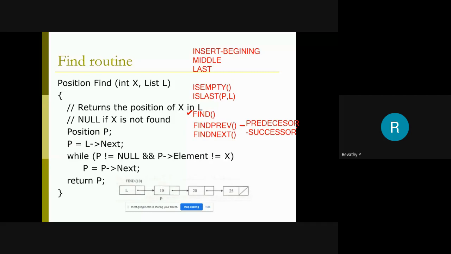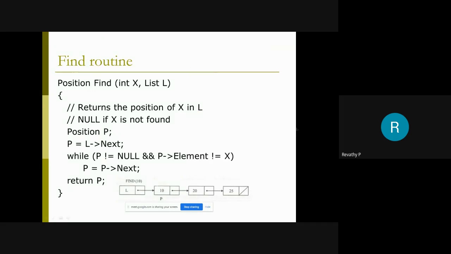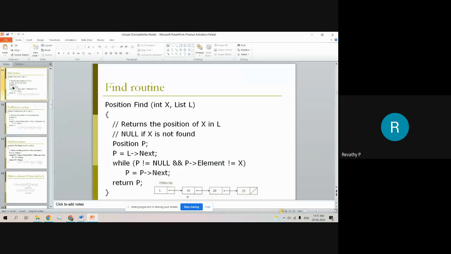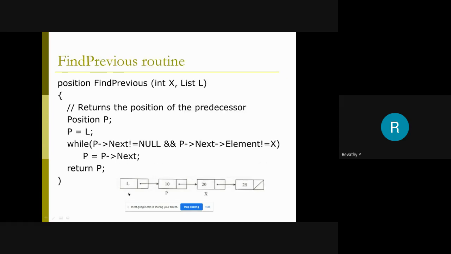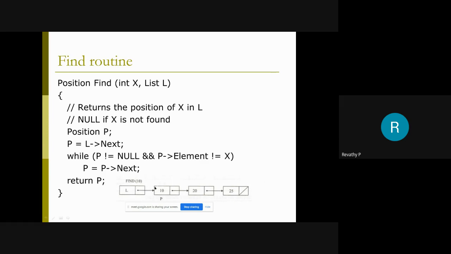So in the find element, what we are trying to do is find a particular element X. Suppose I want to find the element X in a list, where X is 10. Let us take the same example: you have 10, 20, 25 as the list, and you want to find the position of the node where the value is 10. So my X is 10. We have to start from the first node. How can I locate my first node? My first node is L of next, where L is the dummy header, and the next node, L of next, is going to be P.